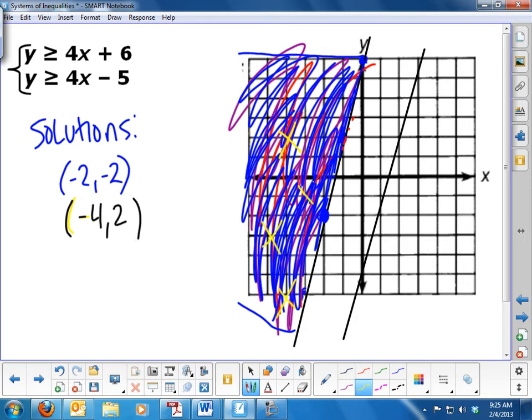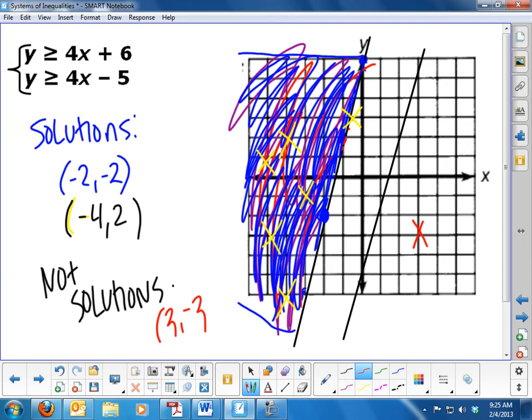If I ask you to list any solutions, you could list any of those on the shaded region or the line. If I ask you to list two ordered pairs that are not solutions, we want to look for where there is no shading, which would be any of these points over here. 1, 2, 3, 1, 2, 3. So 3, negative 3 would not be a solution, or any point on this line right here is not a solution because it's not included. 1, 2, so that's 2, 2.